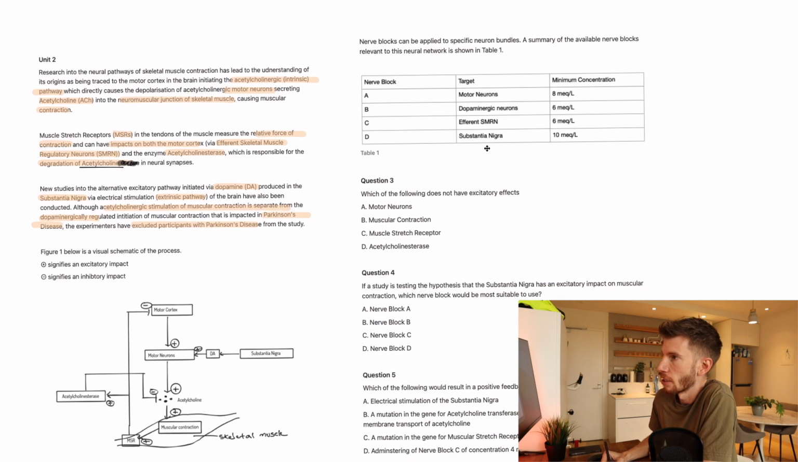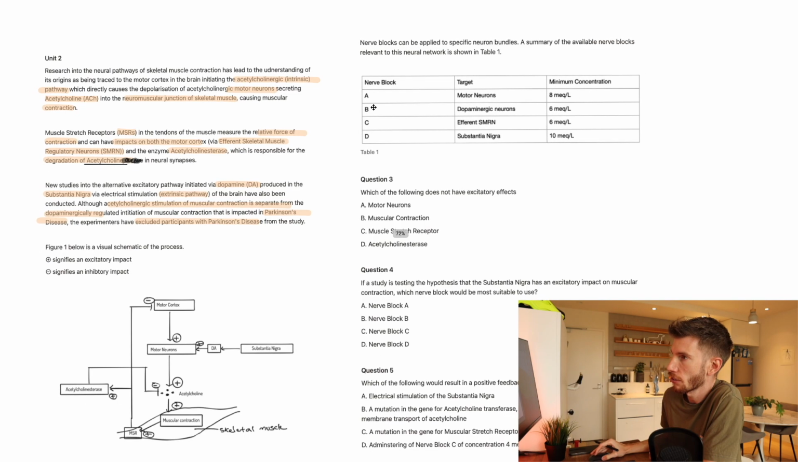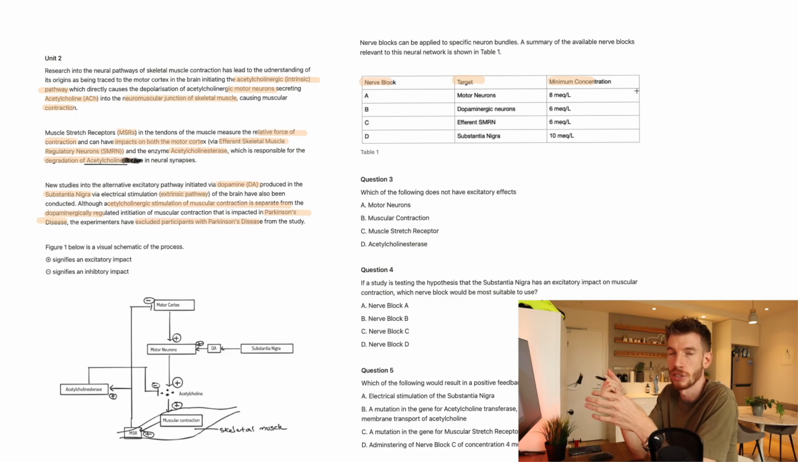All right, so then we've got nerve blocks can be applied to a specific neuron bundle, and a summary of the available nerve blocks relevant to this neural network is shown in table 1 below. We've got that here, and we've got 4 different nerve blocks, what their targets are, and then what their minimum concentrations are as well. And again, I wouldn't be reading that too closely. I'd just be looking at the column headers to understand what information it's providing me. And I go, okay, anything to do with nerve blocks, I'll come back to that table, because it's completely separate information from the diagram.